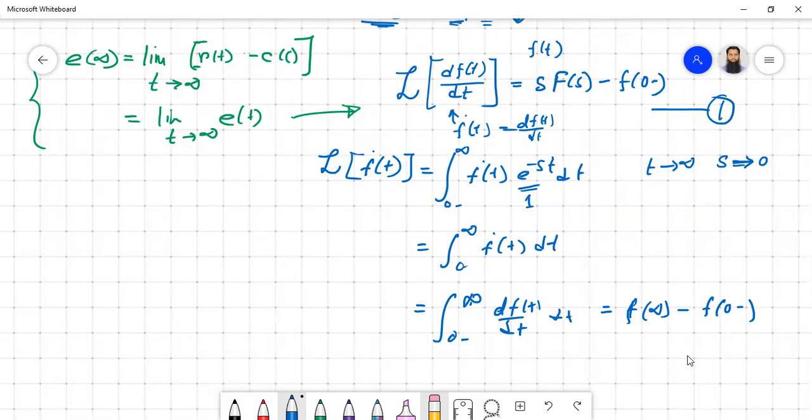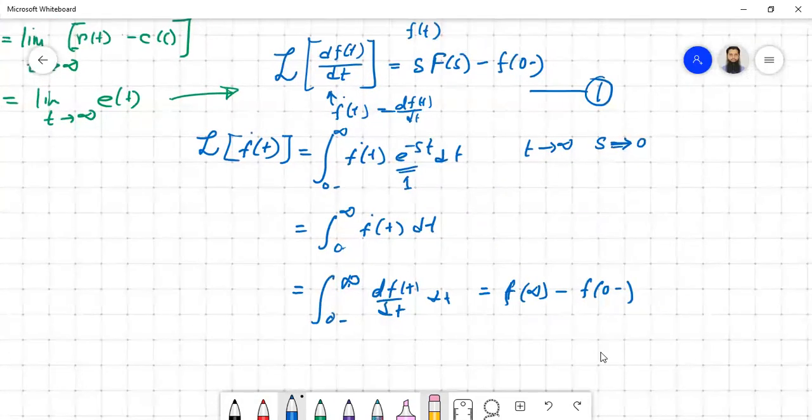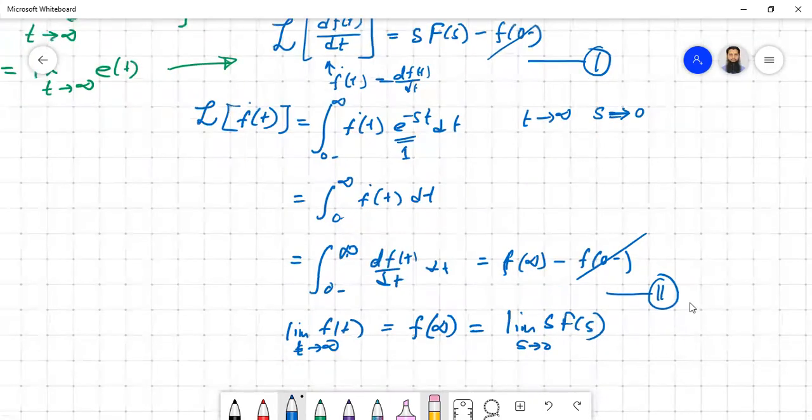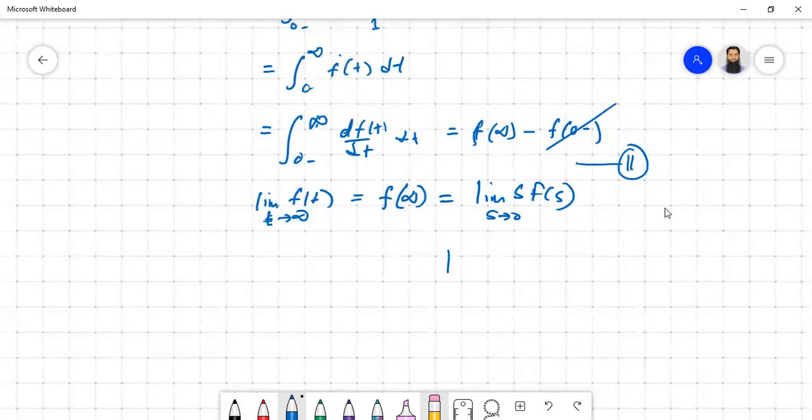Okay, now compare these two equations, equation 1 and 2. From equation 1 and 2, we can easily see that this quantity vanishes. So we can say that f infinity, which is the last value or final value, which can also be written as limit as t tends to infinity f(t), is equal to limit s tends to 0 of s F of s. So this is the derivation of your final value theorem. This is what is known as the final value theorem.